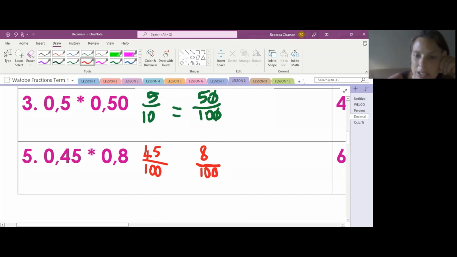You times it by 2. From 10 to get to 100, I times it by 10, hey? Yes. Okay, so what must I do to my top? Must times it by 10 also. Times by 10. And now I can compare easily. All right. Okay, so which one's bigger? 80 over 100.